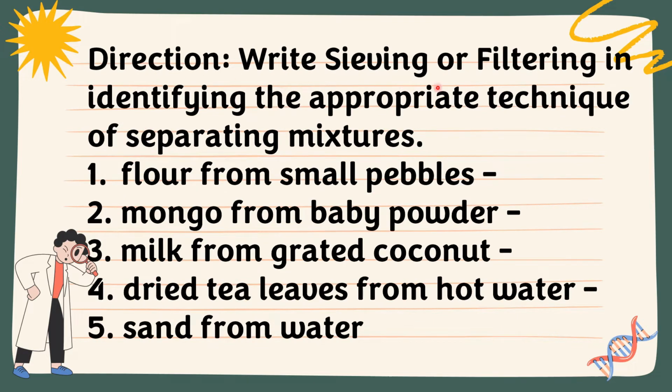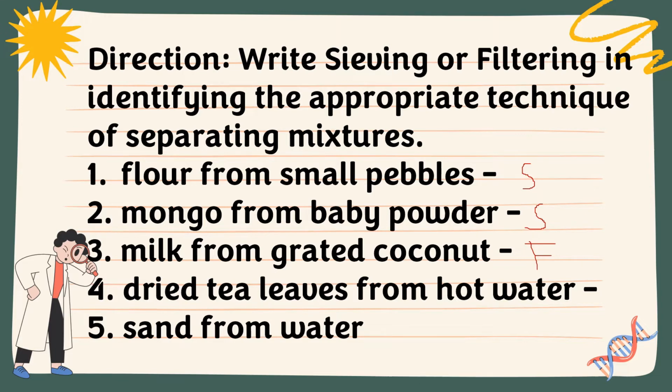Directions. Write sieving or filtering in identifying the appropriate technique of separating mixtures. Number 1, flour from small pebbles. The correct answer is S, that is sieving. Number 2, mongo from baby powder. Okay, that is S, sieving. Number 3, milk from grated coconut. That is F.